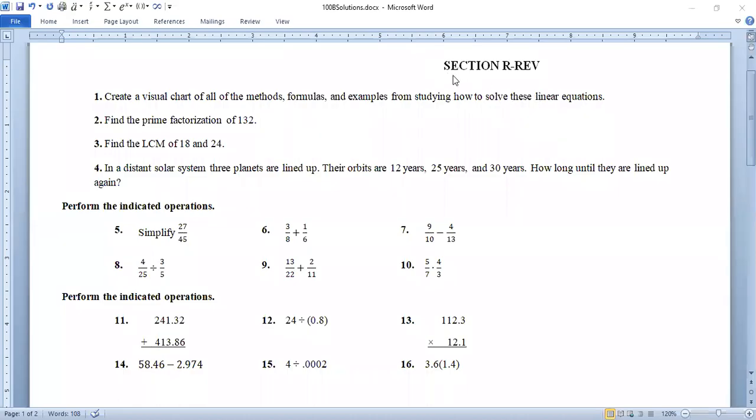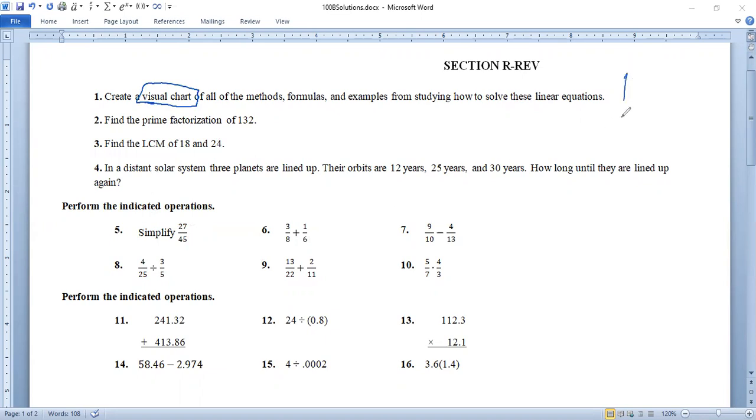Here we are in section R, the review exercises, with numbers 1 through 16. We'll start in R1. Now remember, number 1 says create a visual chart. In R.1, we had a bunch of things that we had to do. In R2, we had fractions and decimals, and then R3 and R4.